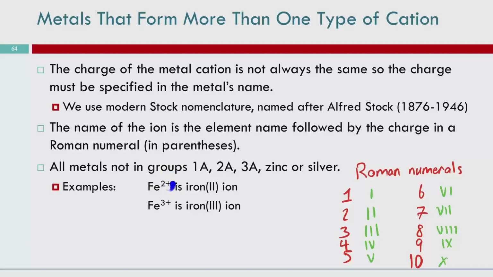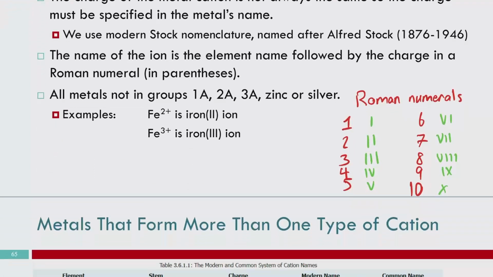So we're going to specify the charge with the Roman numerals in parentheses after the name of the metal. This is the modern notation, the Stock notation. It is easier than the old notation, in my opinion. We are still going to learn the old notation, some of it at least.